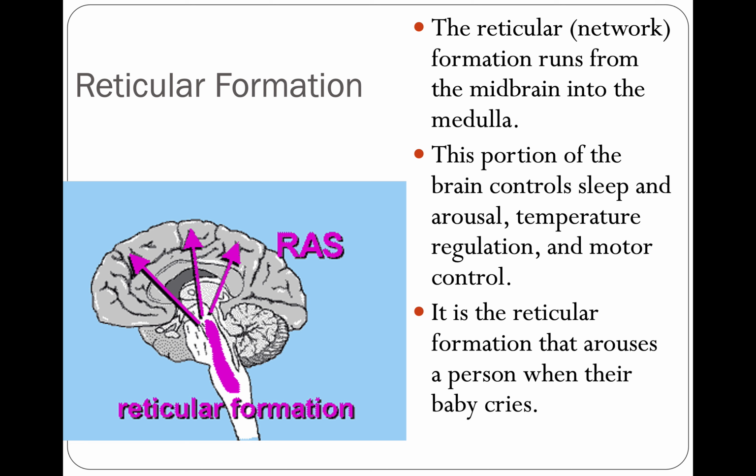The reticular formation runs from the midbrain into the medulla. This portion of the brain controls sleep and arousal, temperature regulation, and motor control. It is the reticular formation that arouses a person when their baby cries. And as you can see, it is quite a network of neurons.